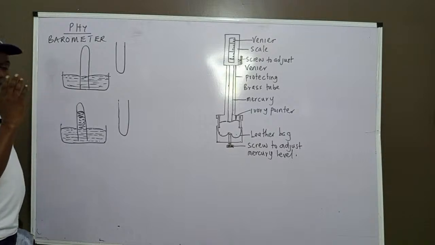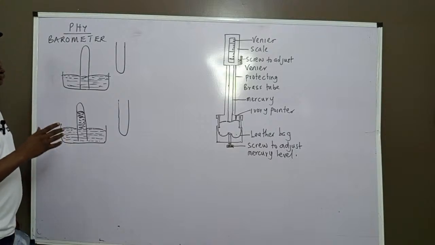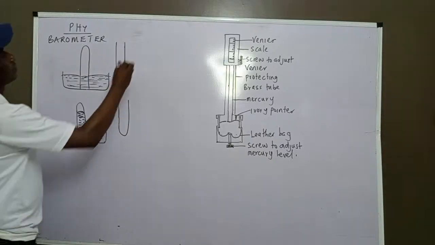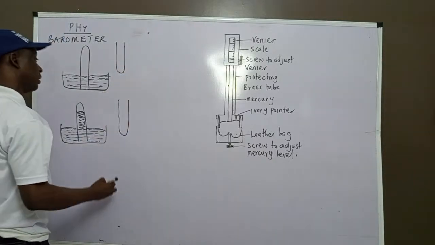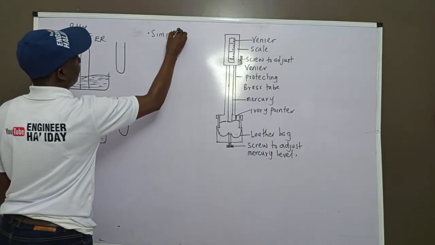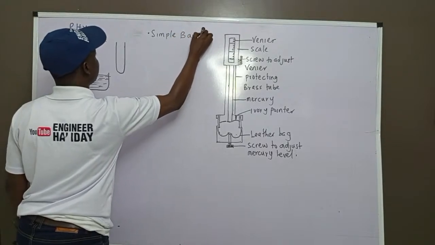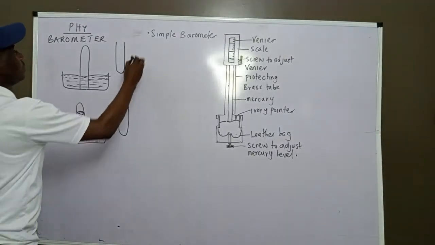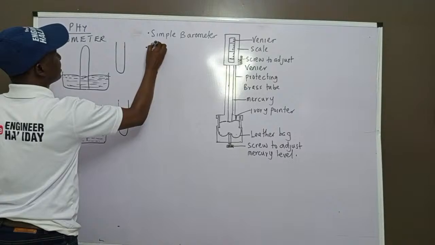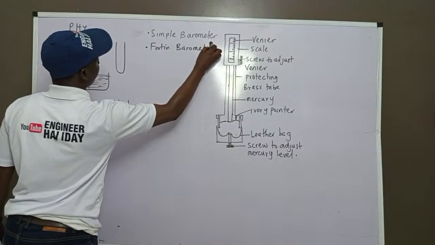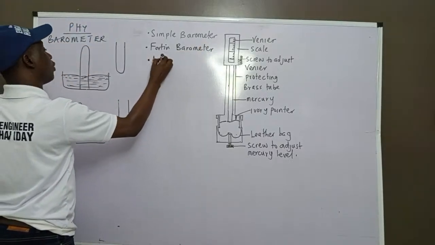atmospheric pressure, what we call the barometer. The instrument used to measure atmospheric pressure is called a barometer. And there are three types of barometer. We have the simple barometer, the floating barometer, and the aneroid barometer.